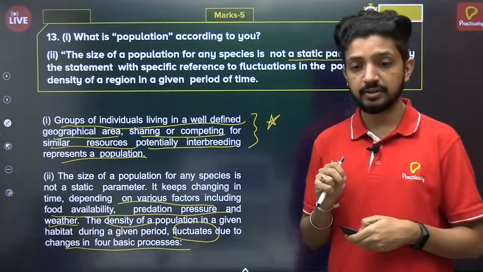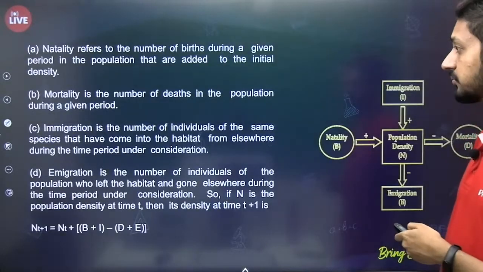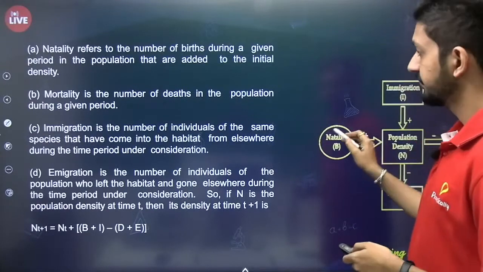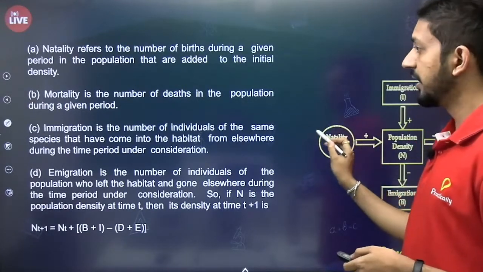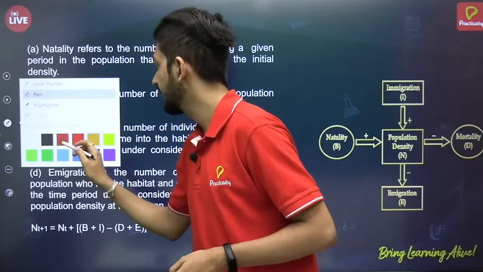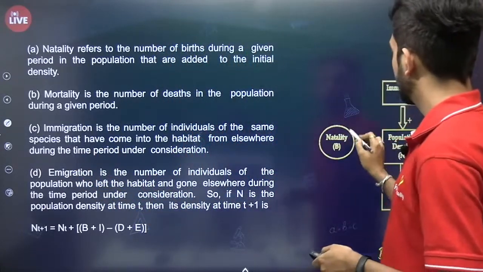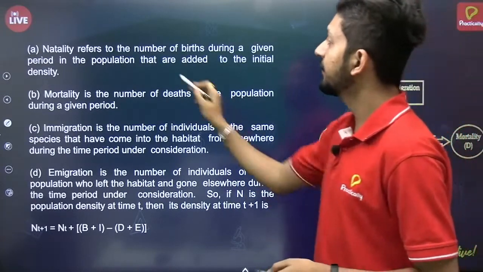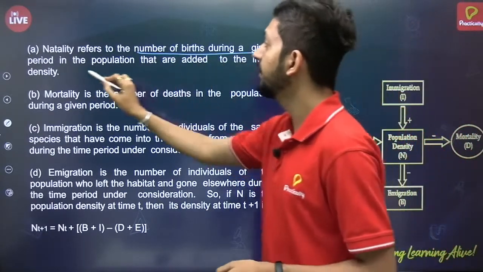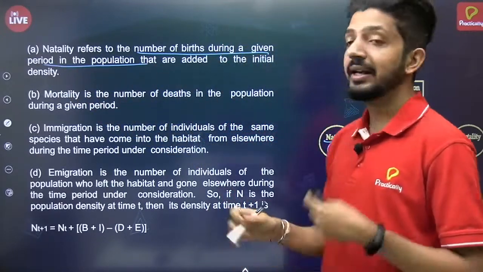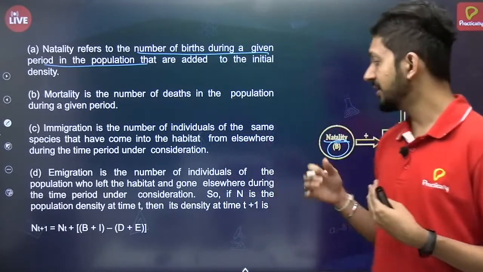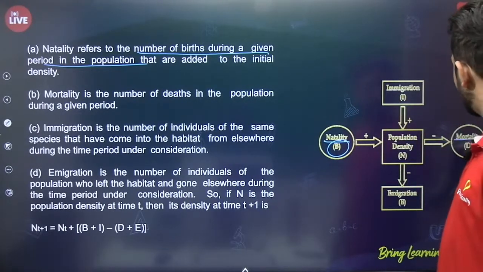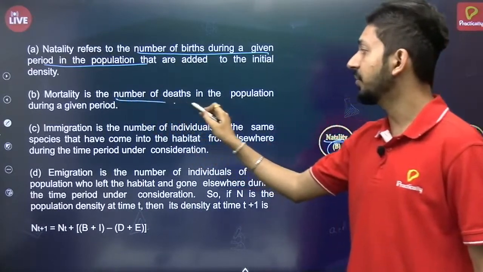What are those 4 factors? Here are those 4 factors. So we have the natality, which is represented by B. Natality refers to the number of births during a given period in the population that are added to the initial density. So basically it's like a birth rate. Then mortality, represented by D, is nothing but a death rate, the number of deaths in the population in a given period.